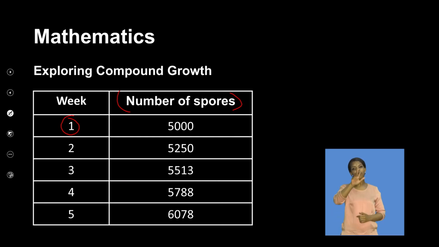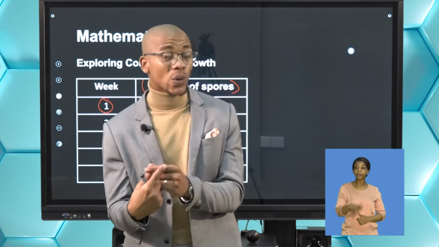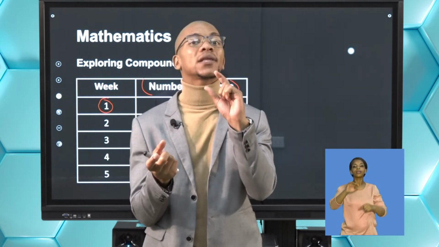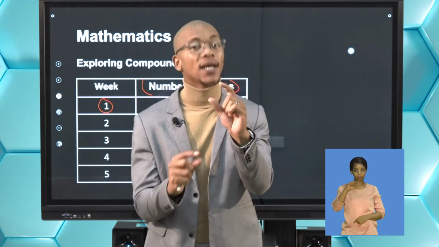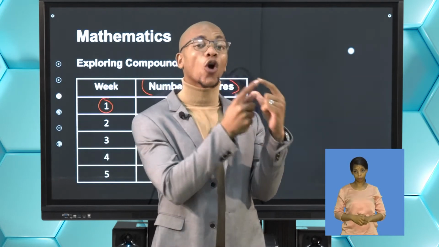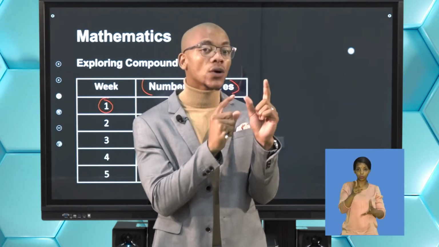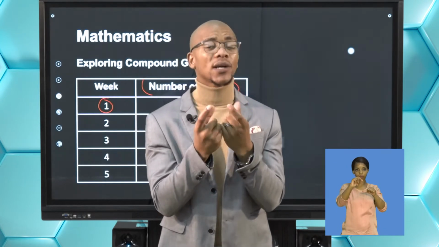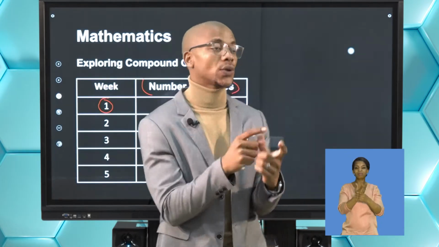It means if it was to be a constant growth for the 3rd week, it must now be 5,500 because it must increase with 250. That's if it will be a constant growth. But if not, then we need to talk about something else. So let's actually check whether it is a constant or not constant.